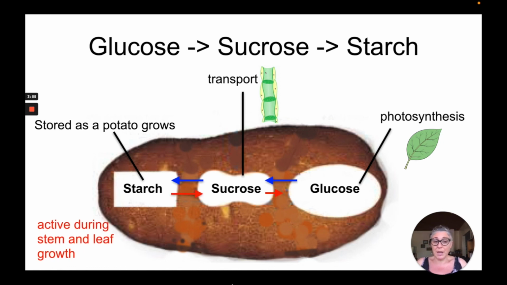Now we can also go the other way. We can convert the starch to sucrose so it could be transported elsewhere, and then it will be converted to glucose to be needed for respiration. This direction will be active during stem and leaf growth of the plant when energy is required for that particular characteristic of life.